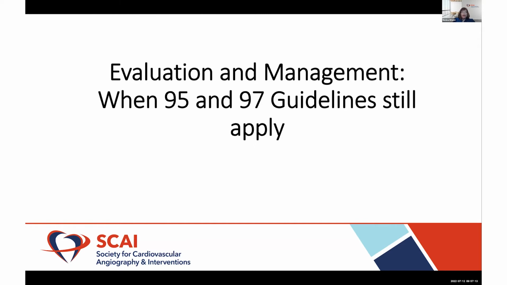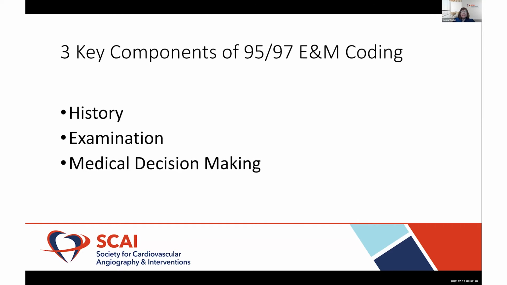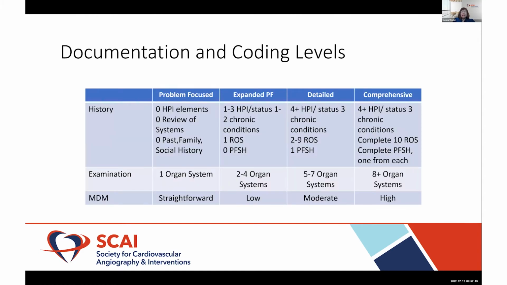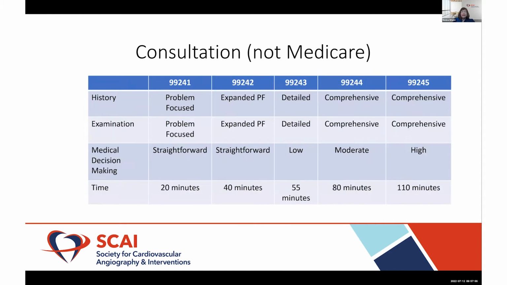through 99215. The 1995 and 1997 Evaluation and Management Guidelines require three key components: history, examination, and medical decision-making. Unlike the new guidelines that base the level of service solely on medical decision-making, 1995-97 guidelines still require specific elements of history and examination. E&M services have four possible levels of complexity: straightforward, expanded, detailed, and comprehensive. The levels of complexity then translate into levels of service.